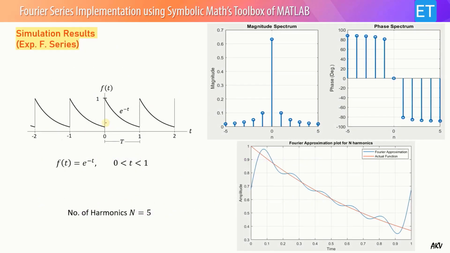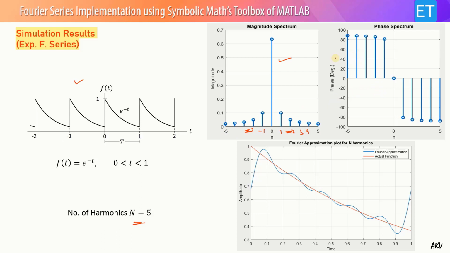Again I have taken the same function e power minus t from 0 to 1, and the number of harmonics is 5. So this is your magnitude spectrum. Here you can see both the positive and the negative sides: n equal to 0, 1, 2, 3, 4 and 5, and this is minus 1, minus 2, minus 3, minus 4, minus 5. This is your phase spectrum.